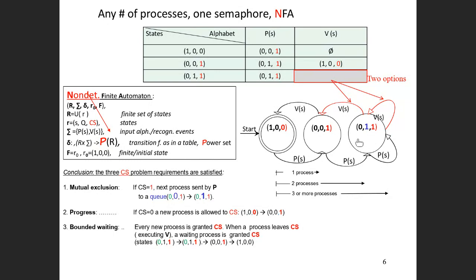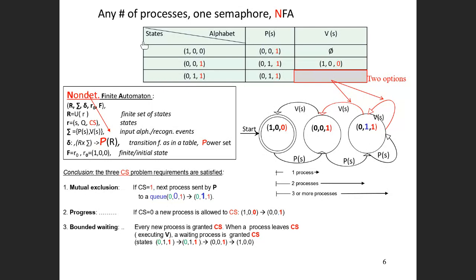So if we had 3 or more processes, even if one process is leaving, there is still a queue, there is still some process in the critical section, and the semaphore is still closed. But if we had only 2 processes, the process leaving the 0, 1, 1 state is changing the queue to 0. So we have 2 options. From state 0, 1, 1, under V of S, we may have either 0, 1, 1 again or 0, 0, 1.